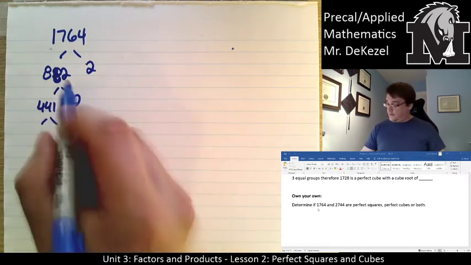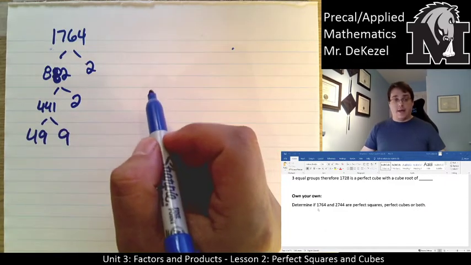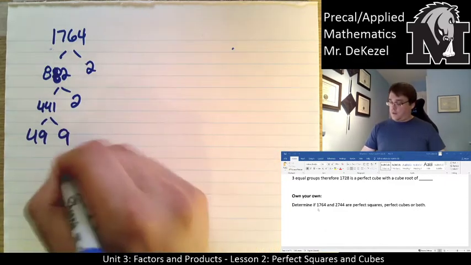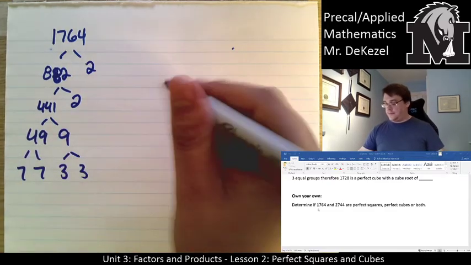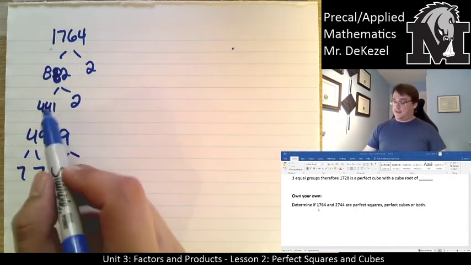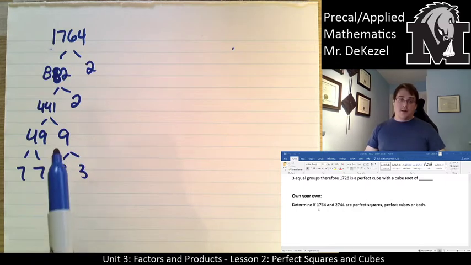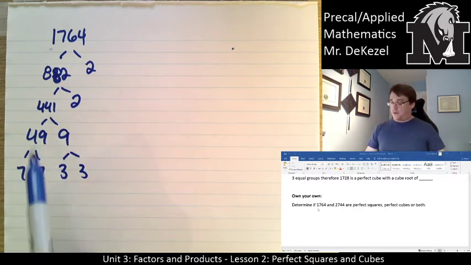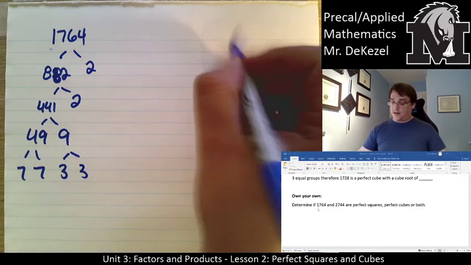Let's see. 49 and 9. We multiply that together. 9 is 3 times 3, and 49 is 7 times 7. So I've gotten to my prime factors. This is a little bit of a tricky one. If I hadn't done it already, that would have taken me some time. But 441 was broken up into 49 and 9. Definitely check that in your calculator.